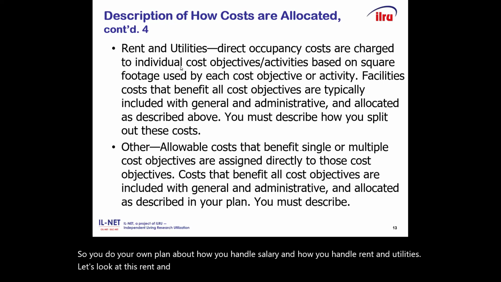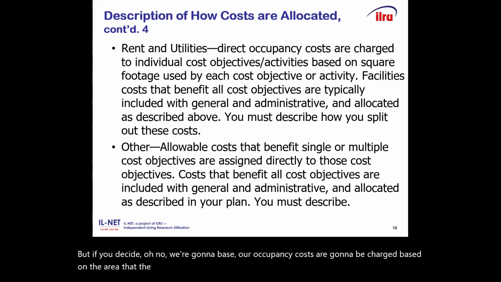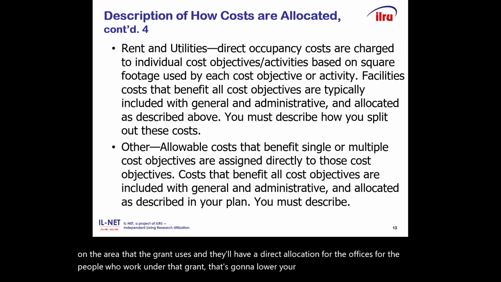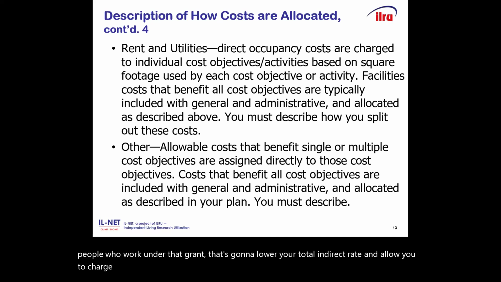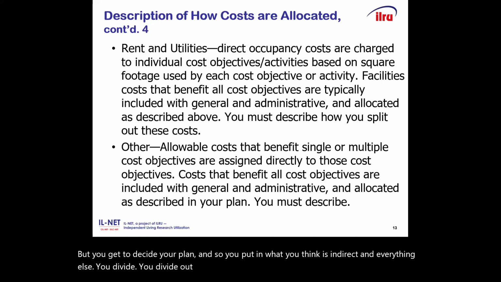Let's look at this rent and utilities. If you put 100% of your building into indirect, then you're going to have a higher indirect rate. But if you decide, oh no, our occupancy costs are going to be charged based on the area that the grant uses, and they'll have a direct allocation for the offices for the people who work under that grant, that's going to lower your total indirect rate and allow you to charge more directly. But you get to decide your plan. You put in what you think is indirect, and everything else you divide out directly, and you make your own decision about how that works.